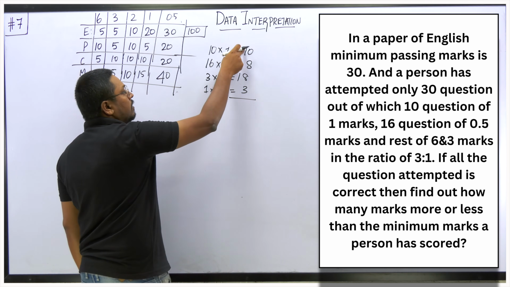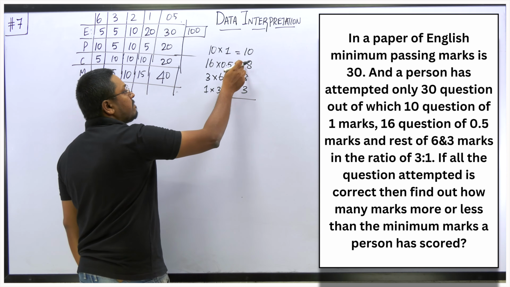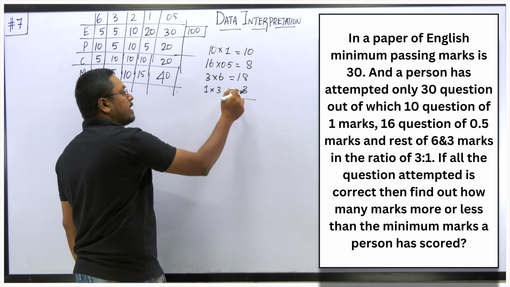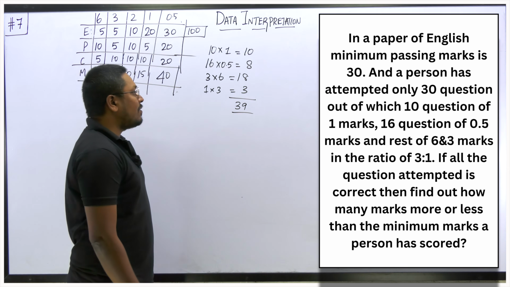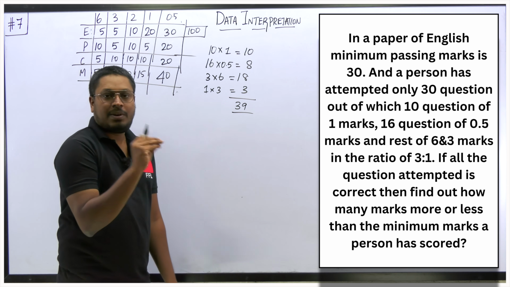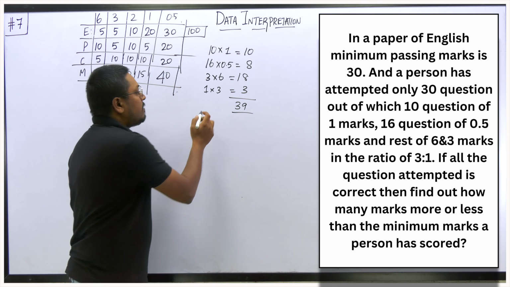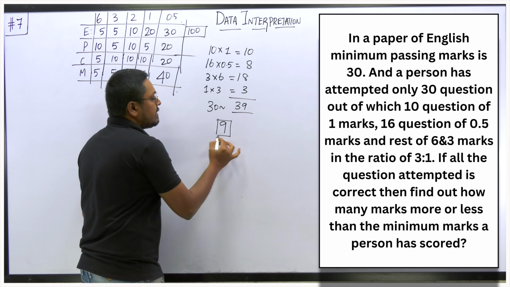So 18, 28, 36, 39. So 39 will be the total score the person has got on the subject English. Now our target is to compare the final answer with the minimum mark. So what is the minimum mark? 30 to pass. So what is the difference here? 9 marks is the difference.